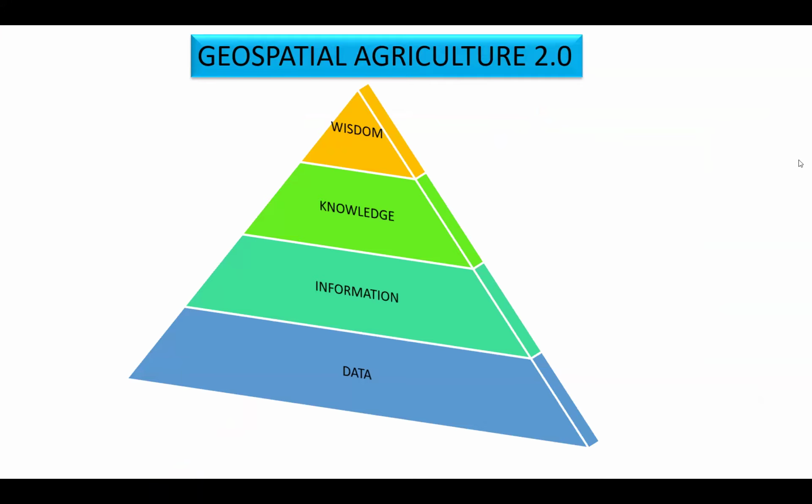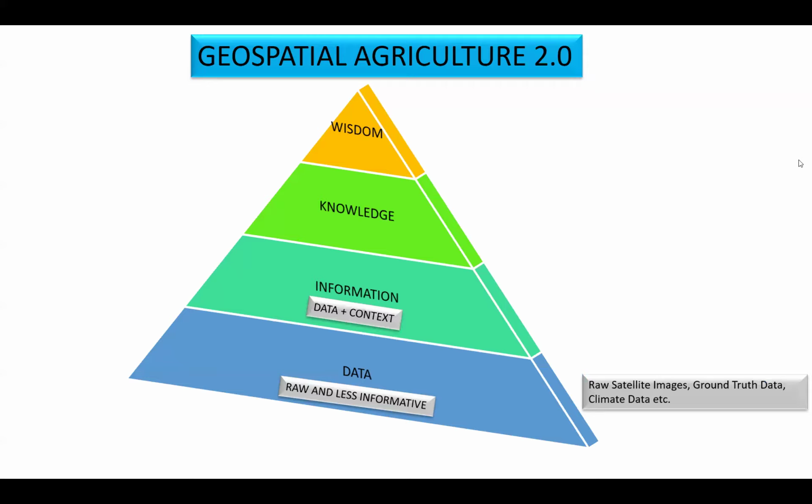One is the data. If it is just satellite imagery, or in agriculture, as we know, we get weather data, climatic data, soil data. These are in numbers, these are in pictures. So this is just data. If you put some context to it, then it becomes information. For example, if that same satellite image I am converting into a soil layer, crop layer, land use land cover layer, then it is information.